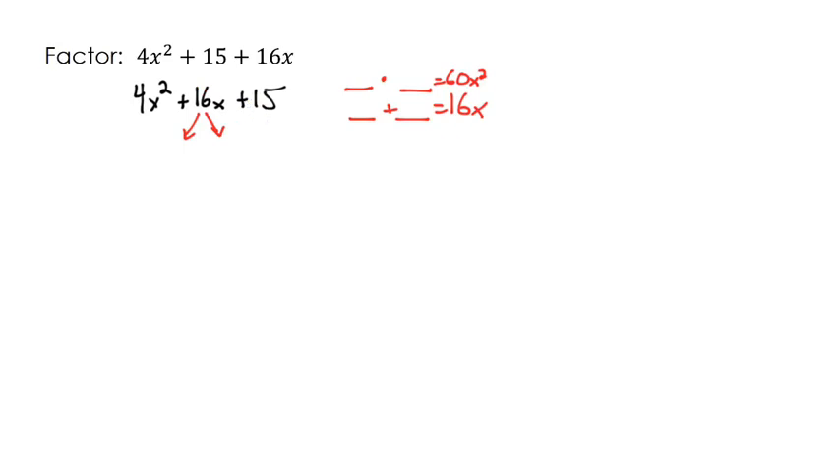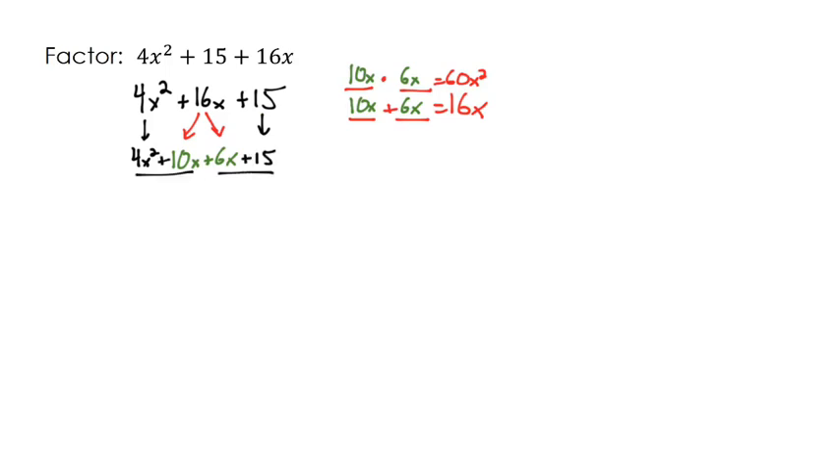If you're looking at this, you're thinking, okay, they're both going to be positive because they multiply and add to give you a positive. So if you think of factors of 60, the first ones that pop into my head are 10 and 6, and I believe those are going to be the ones that work for this situation. So I'm going to take that middle term and break it up into 10x plus 6x, and I'm going to bring down my first term and my last term.